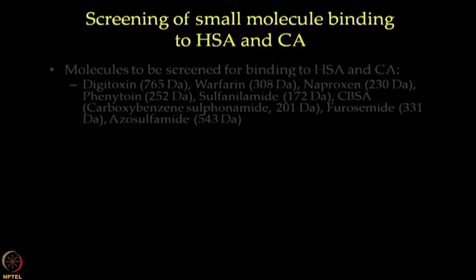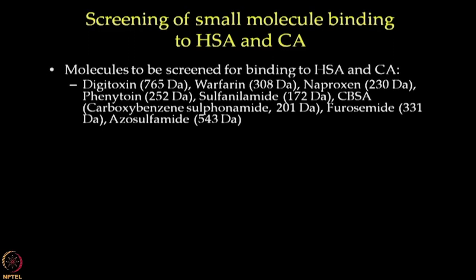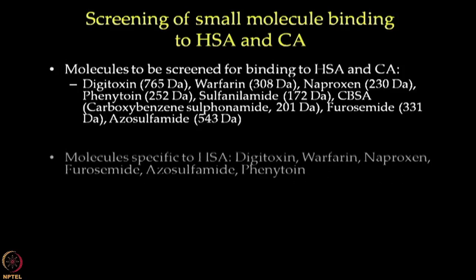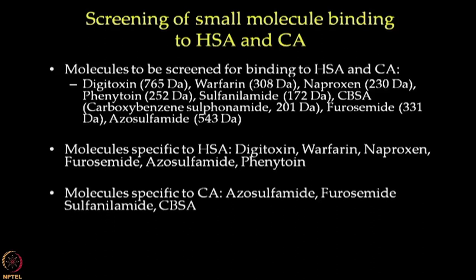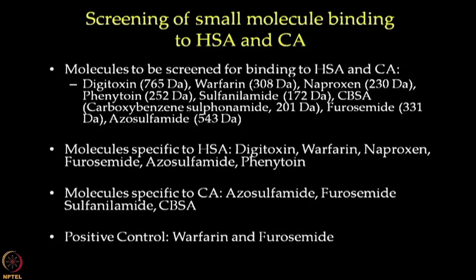These small molecules to be screened for binding will include digitoxin, warfarin, naproxen, phenytoin, sulfonylamide, carboxybenzene sulfonamide, furosemide and azosulfamide. Some of these molecules are specific to HSA, whereas the rest are specific to CA, furosemide being specific to both. Warfarin will be used as a positive control for human serum albumin and furosemide for carbonic anhydrase.